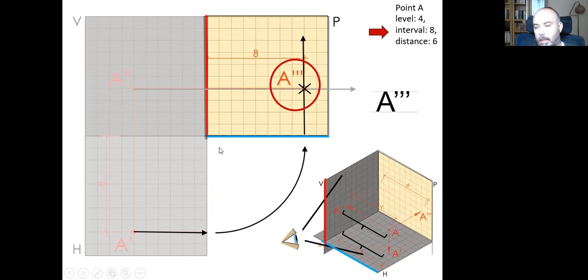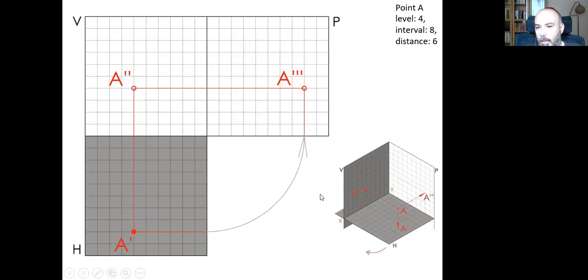And this time I will write, by creating my row, A triple prime here. And this is it. This is what we need to do to draw the system on the Epure of Monge.